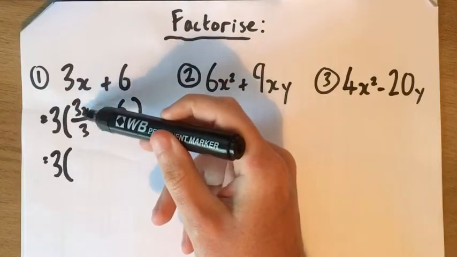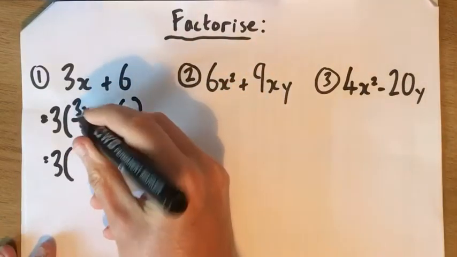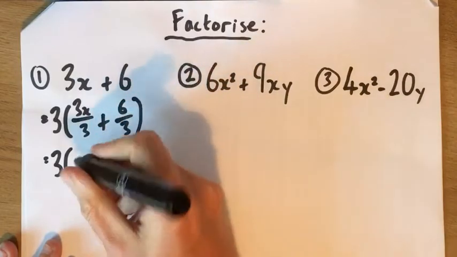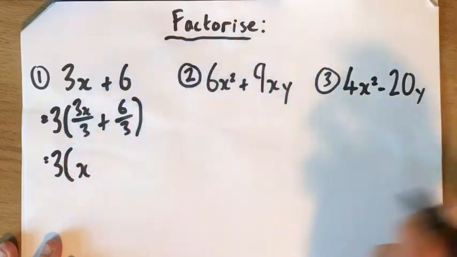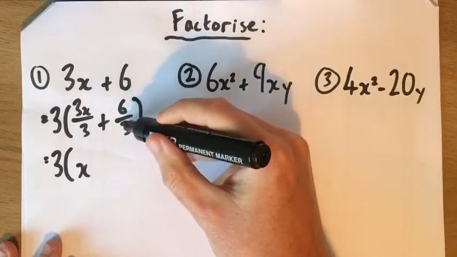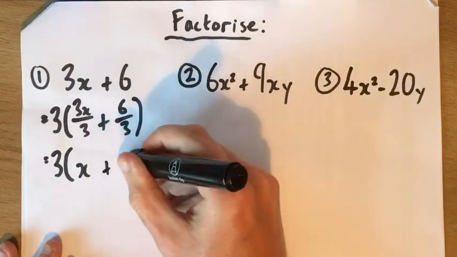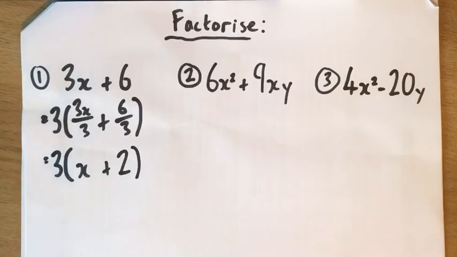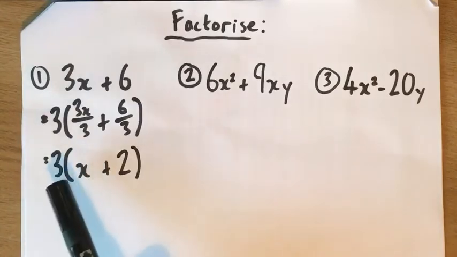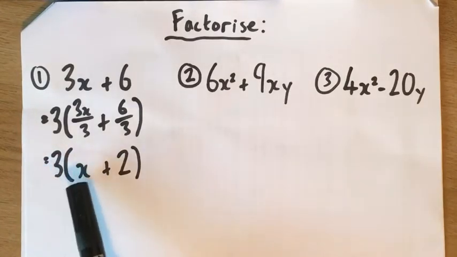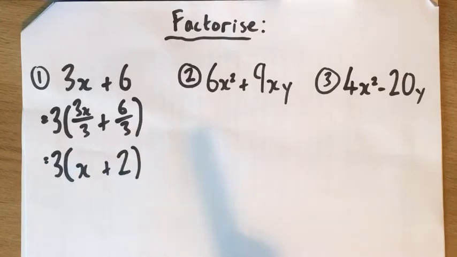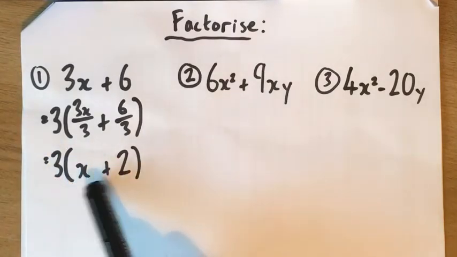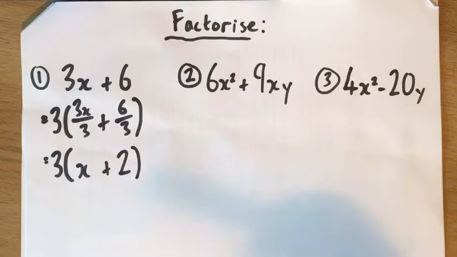So 3x divided by 3: 3 divided by 3 is 1, so it's 1x, or just x. You can write 1x, it's the same thing. And then 6 divided by 3 is 2. And that's done. When you factorize, your answer should be something multiplied by something. So here I've got 3 multiplied by x plus 2. Your answer when you factorize should always be two things multiplied together.